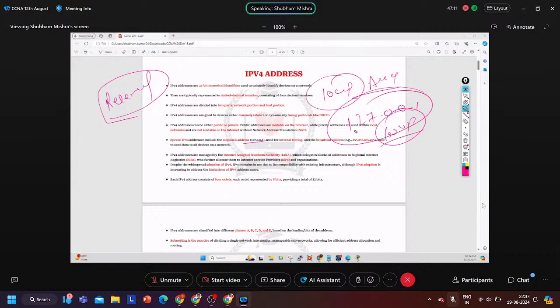If anyone asks you what is the use of loopback, why this IP address is reserved, what will be your answer? Anyone? Any idea? The first thing: we are using the loopback address for testing purposes. Yes or no, everyone?